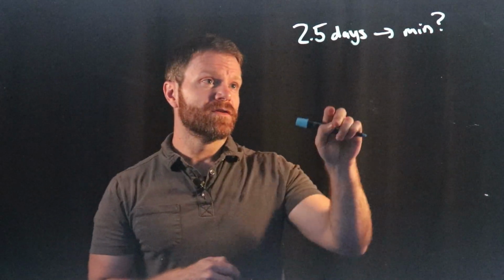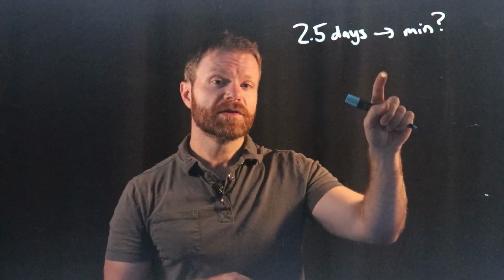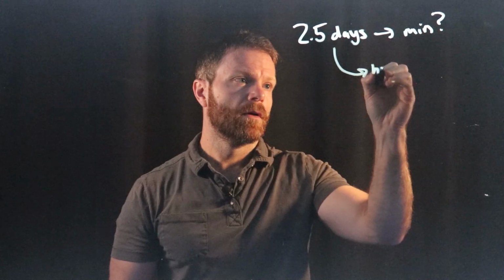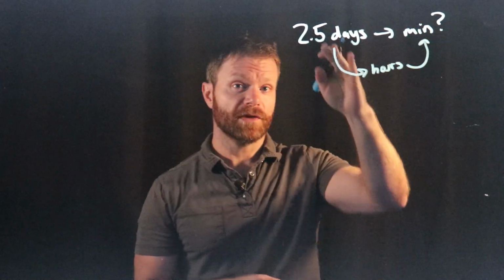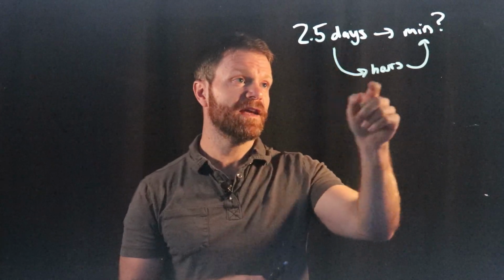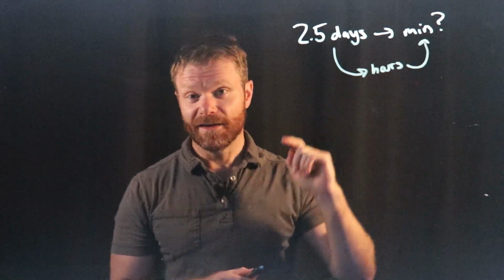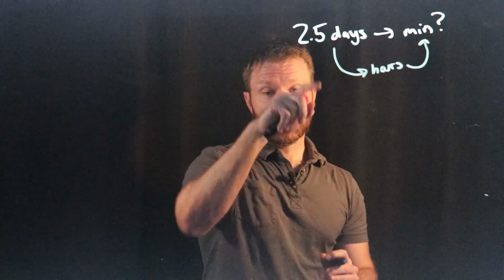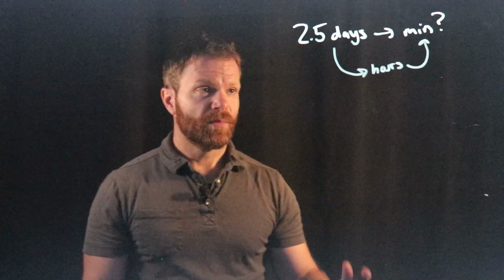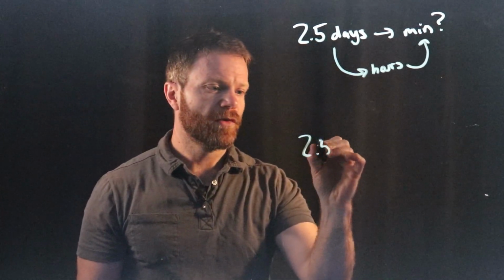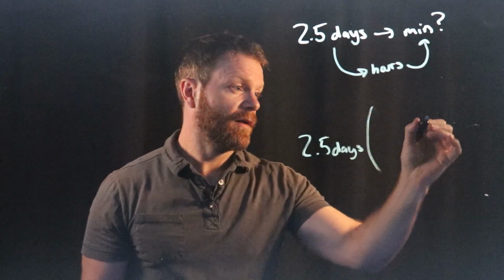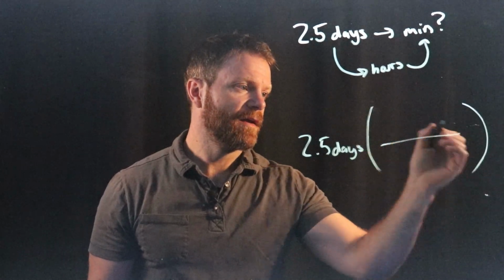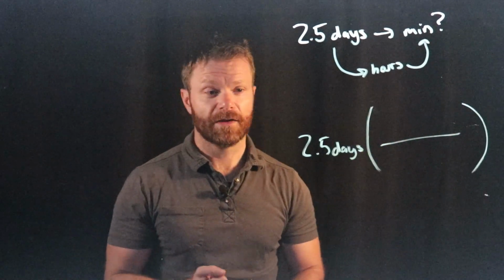So what I'm going to have to do is maybe go from days to hours, and then hours to minutes, because I do actually know those relationships. I know there's 24 hours in a day, and I know there's 60 minutes in an hour. So let's start, as we did with all the previous problems, by writing out our starting value, 2.5, and we're going to include the unit days. Then we're going to multiply that by a blank conversion factor.